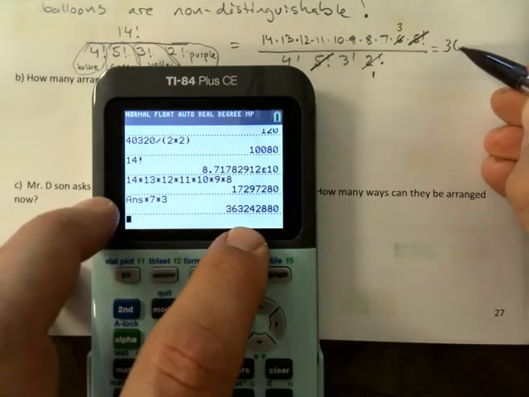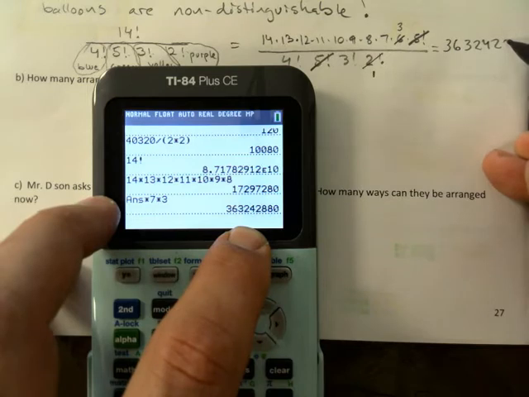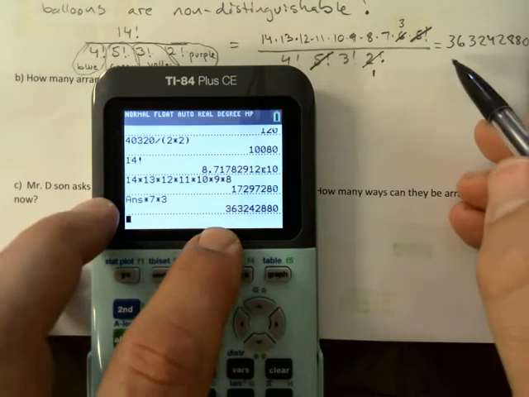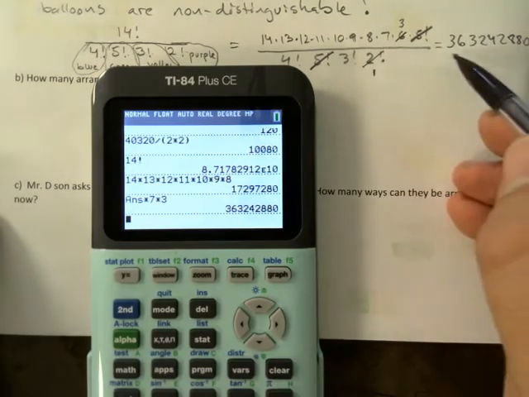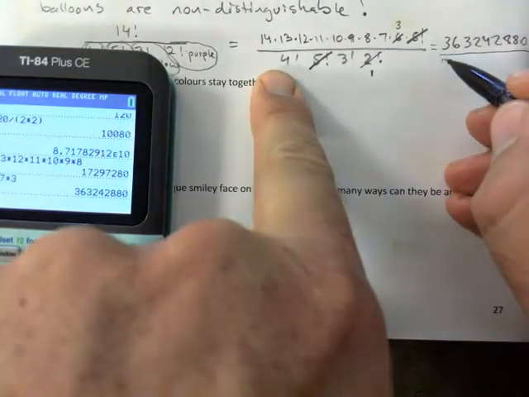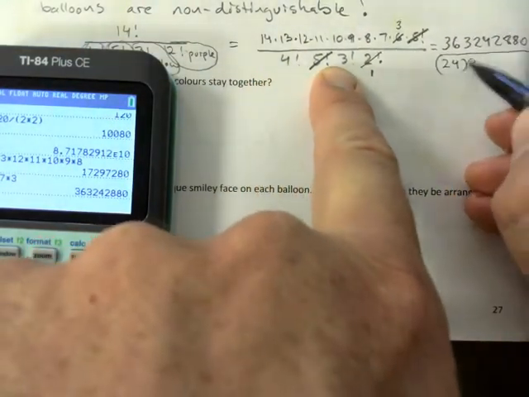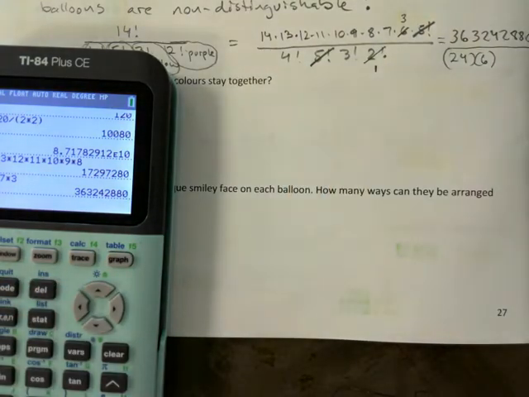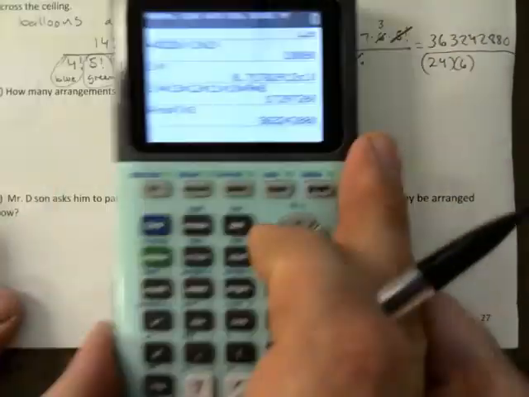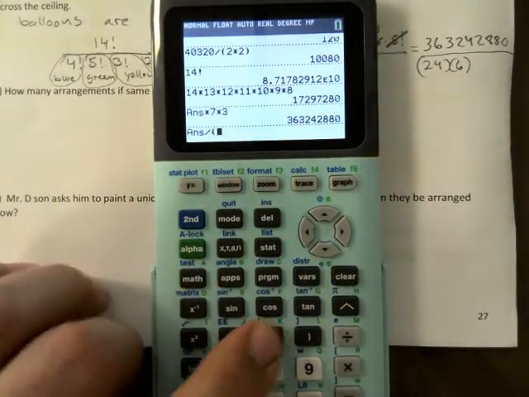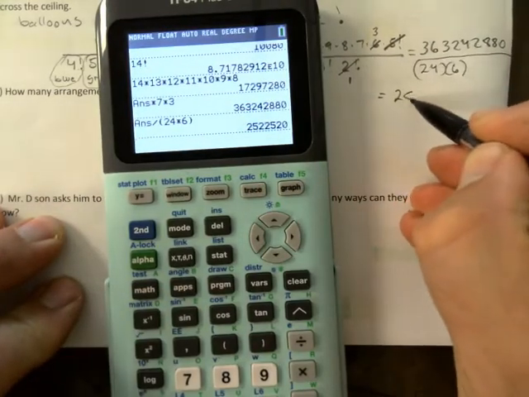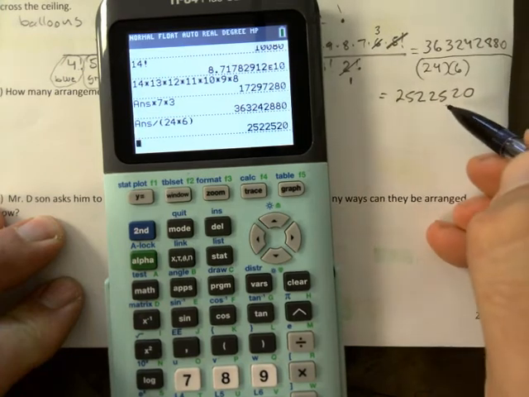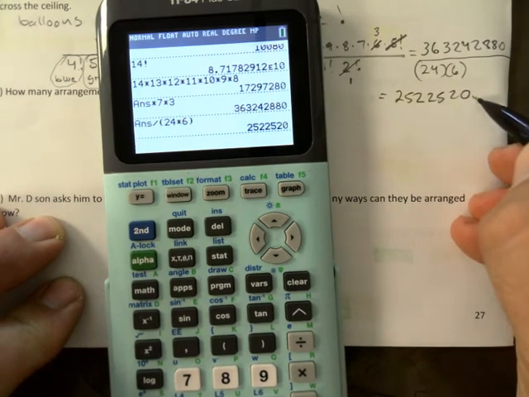So now you get this really big number, 363,242,880. Okay, we're good. Divided by 4 factorial is 24, 3 factorial is 6, and the rest is basically just 1. So I'm going to take this number, watch how I do this, divide it by 24 times 6 in brackets, and so you get 2,522,520. So 2,522,520 ways of arranging, okay?